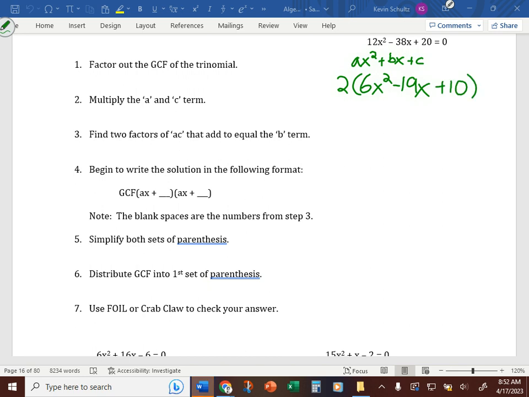Okay? And you can really easily check your answer by redistributing that 2 into the parentheses and seeing if you get the original expression, right? If you distribute the 2 back in, 2 times 6 is 12, 2 times negative 19 is negative 38, 2 times 10 is 20. All right, so step 1, factor out the GCF. Now step 2 is we're going to multiply the a and the c term, okay? Now remember, our a term is the 6, and our c term is that 10. The a term is the coefficient of x squared, the c term is the constant. So a times c, or 6 times 10, is going to equal 60.